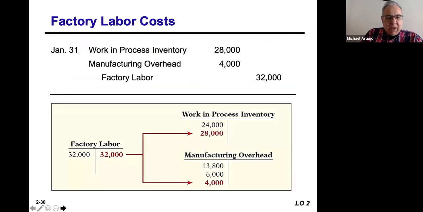Okay. So as you see here, in this case, you have used all 32,000 of the factory labor that was allocated for this company, but into two areas: work in process inventory, the actual work on the product itself, plus 4,000 in manufacturing overhead, indirect labor. So this is being allocated in two different accounts.